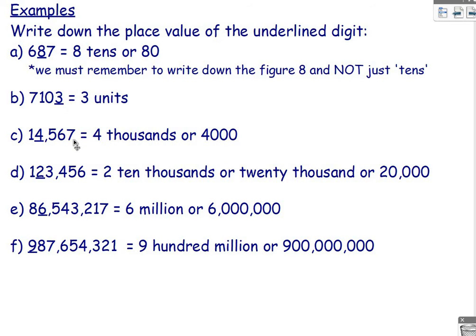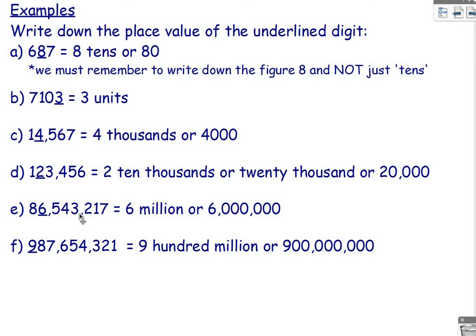For this number, we put a comma in first. 1, 2, 3 places back, put a comma. Units, tens, hundreds, thousands, 4 thousands or 4,000. Again, put the comma 3 places back. Units, tens, hundreds, thousands, 10 thousands. So the 2 is either 2 ten thousands, or sometimes people write it as 20 thousand, or in figures 20,000.